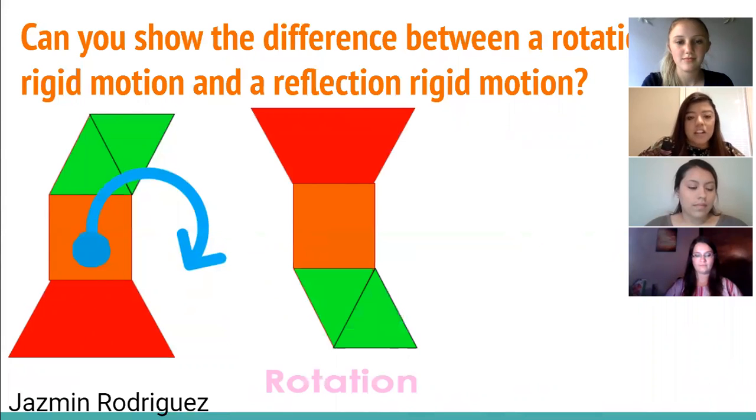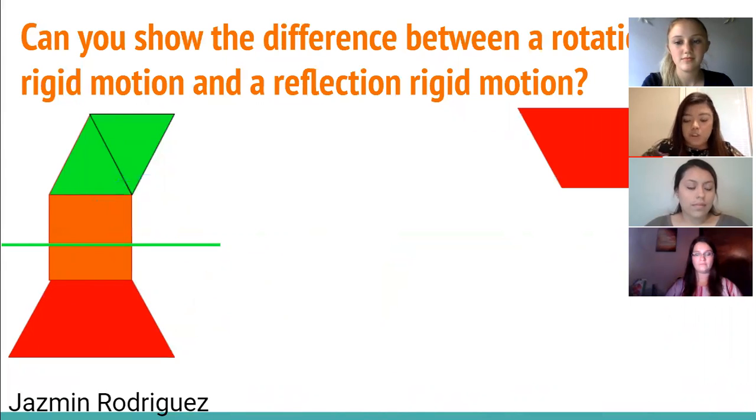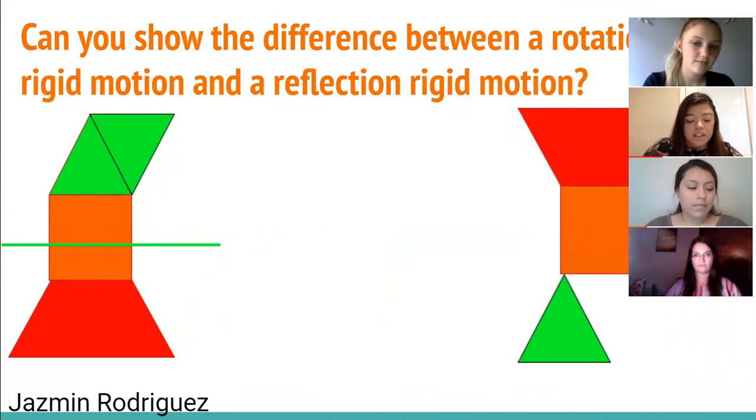Now let's look at a reflection. Let's create a reflection over a horizontal line through the center of our square. This will invert our trapezoid, and our square will look the same. The triangles will also be flipped, and this is how our reflection will look when we're done.